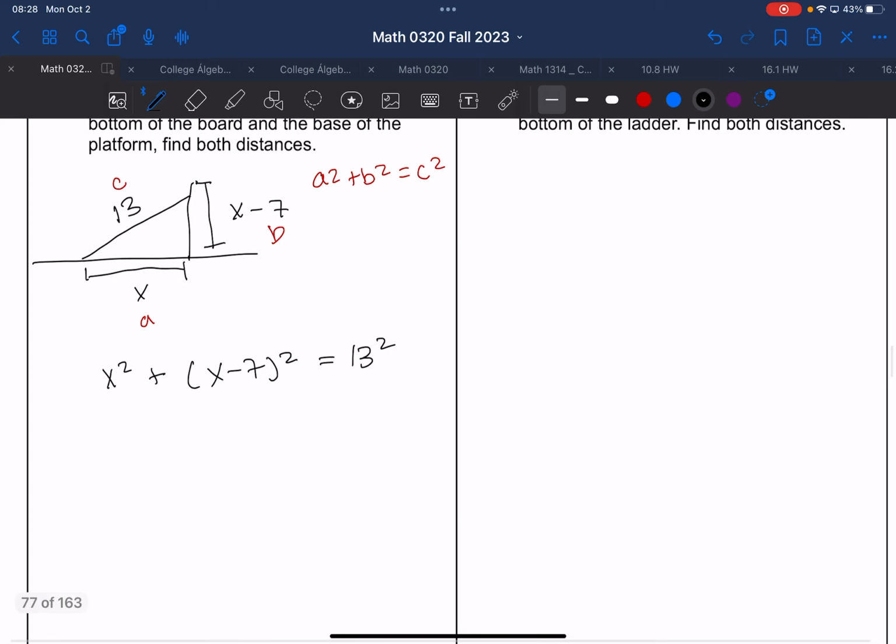From here, we need to simplify this in order for it to look like a quadratic equation. Okay. So we know that if we have a parentheses that's being squared, that's the same as writing that parenthesis how many times? 2 times, because it's being squared. So we have x squared plus x minus 7 times x minus 7 is equal to 13 squared, which is 169. So how are we going to simplify these parentheses?